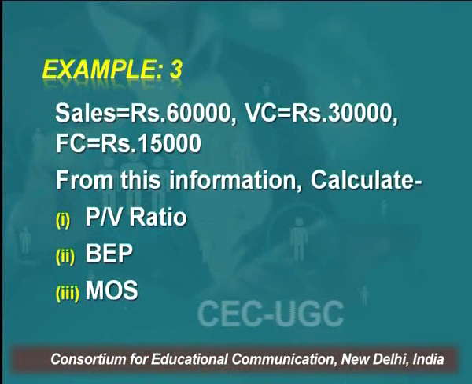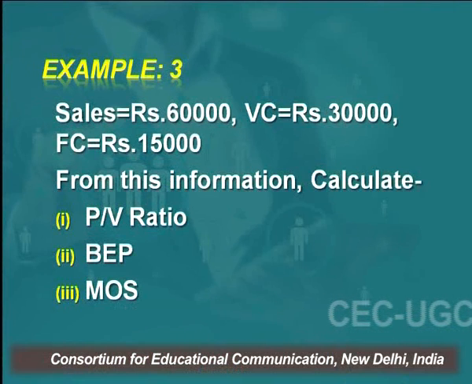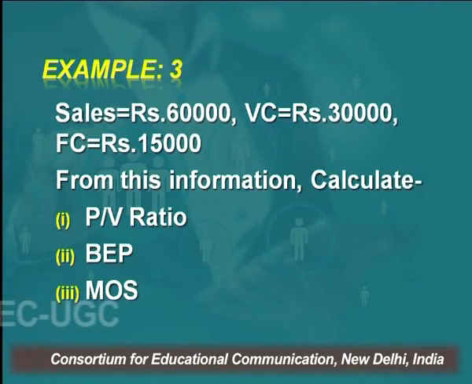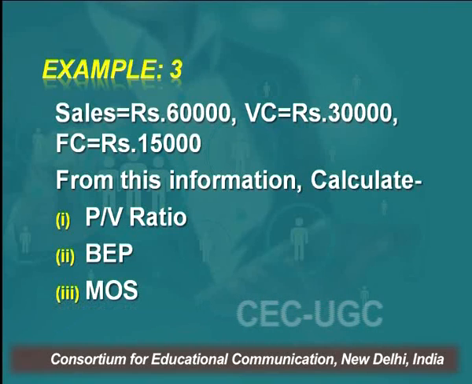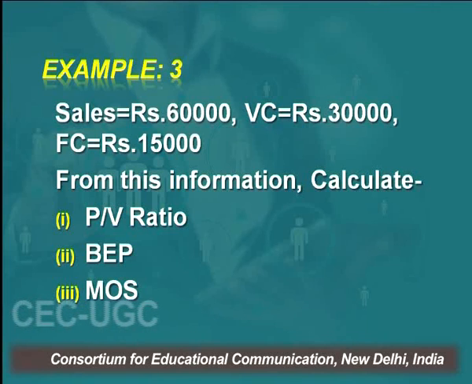The sales is 60,000 rupees. Your variable cost is 30,000 rupees. Your fixed cost is 15,000 rupees. So from this information, calculate PV ratio, calculate break-even point. BEP means break-even point. Calculate margin of safety. This new point has come, means we will be calculating margin of safety.